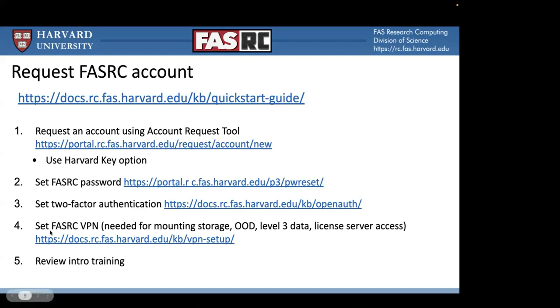We also have a separate VPN. Some of you might be using a Harvard VPN, but that does not give you access to all of the FASRC specific things that we have. There are some things, for example, if you're going to be using Open OnDemand, which is like a virtual desktop, if you're going to be working with sensitive data, if you're using any of our licenses for software, if you're mounting storage, those are all things that require the FASRC VPN. So you have to log into our VPN with your RC account.